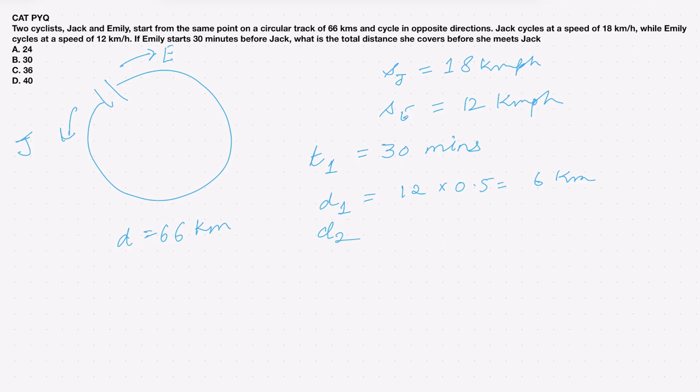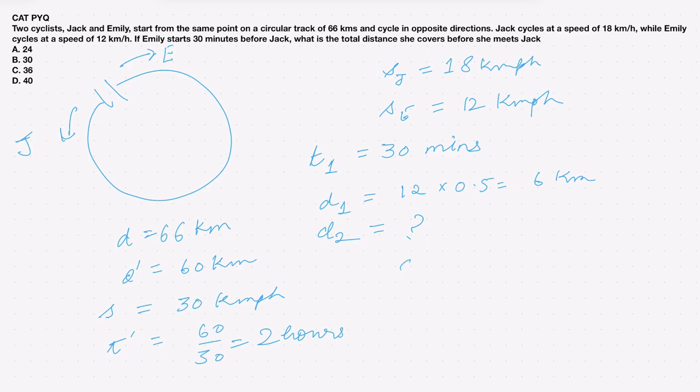Then D2 is the rest of the distance covered by her. What is going to be that? Now the total distance left on the circular track after Emily has already run 30 minutes is 66 minus 6 is equal to 60 kilometers. Given they are running in opposite directions, their speeds are going to add up. So that is going to become 18 plus 12 is equal to 30 kilometers per hour. So time is equal to 60 by 30 is equal to 2 hours. They are going to meet in 2 hours once Jack starts cycling.